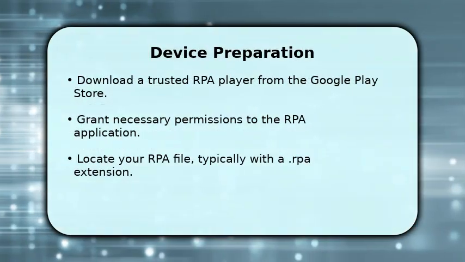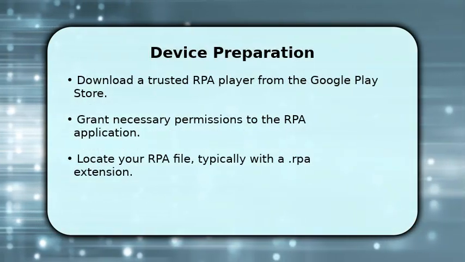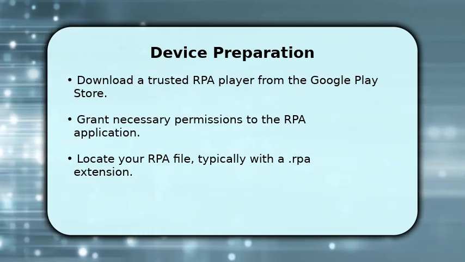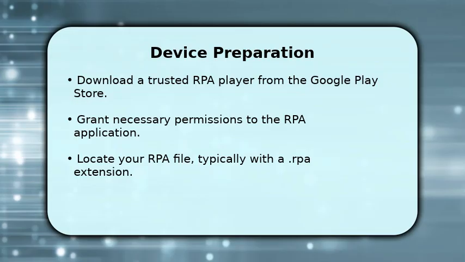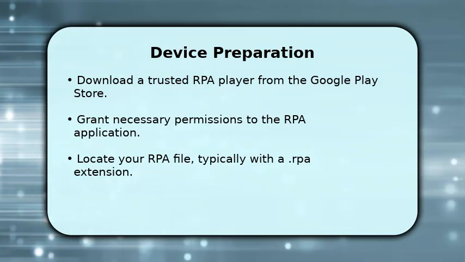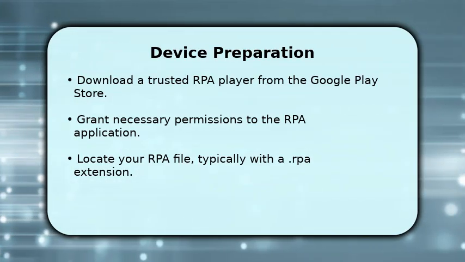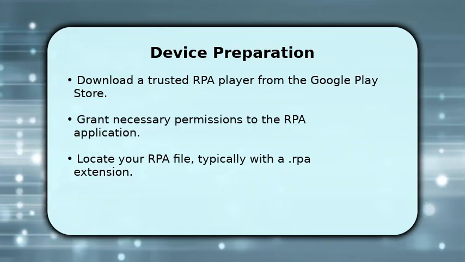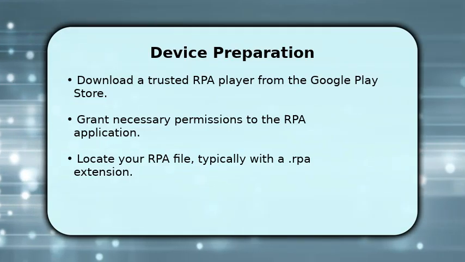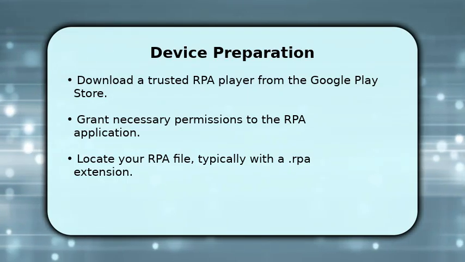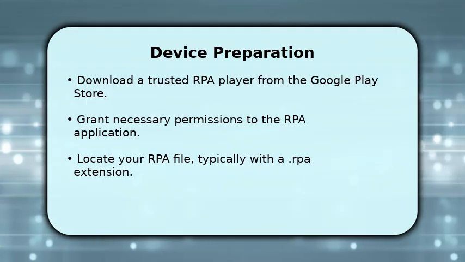Once you have your RPA player installed, the next step is preparing your device. Open the app and grant all requested permissions, such as access to storage or accessibility services. These are essential for the automation to function correctly. Then, ensure your RPA file, usually ending in a RPA extension, is easily accessible on your device, perhaps in your Downloads folder or a dedicated RPA directory.